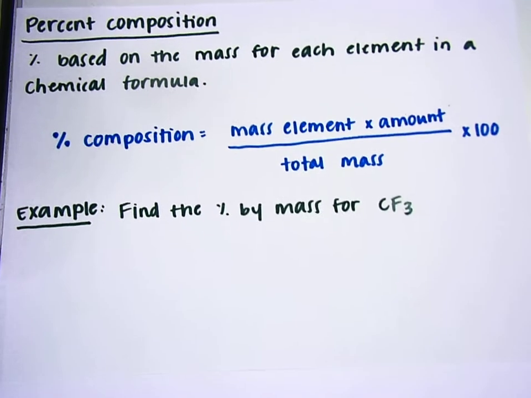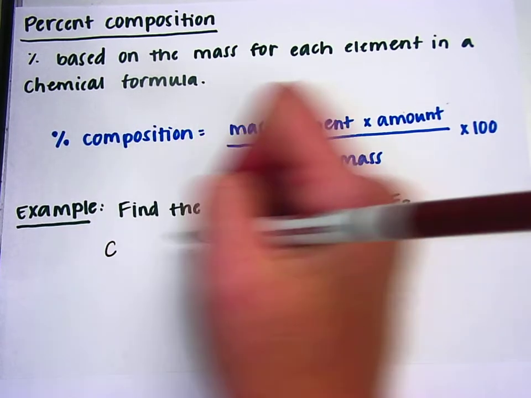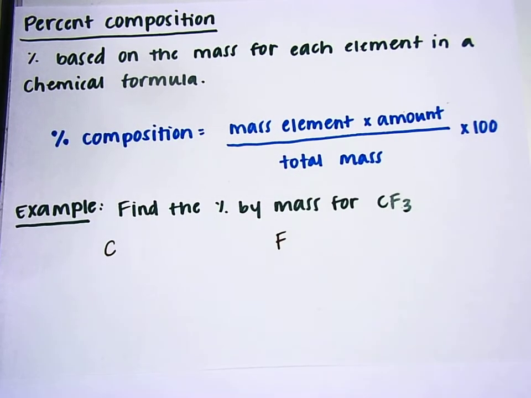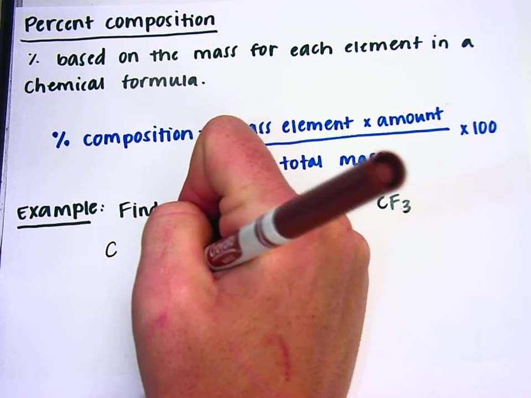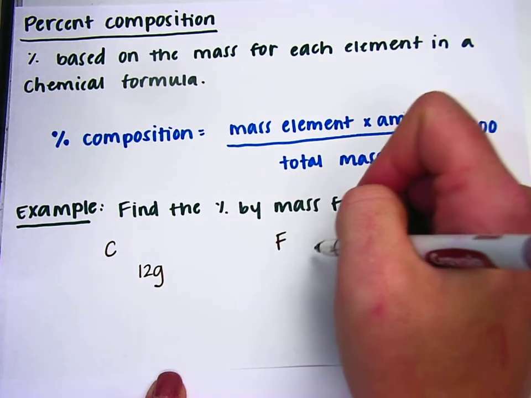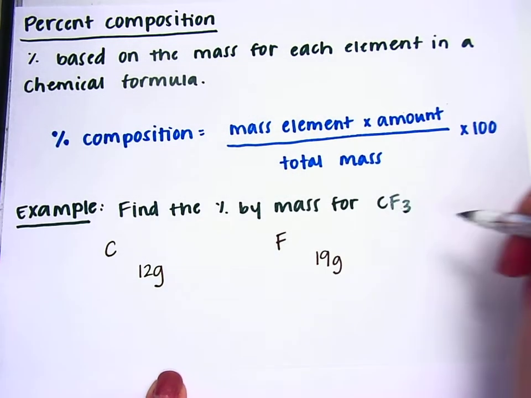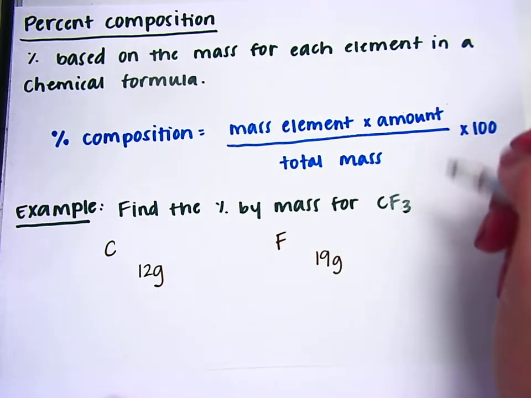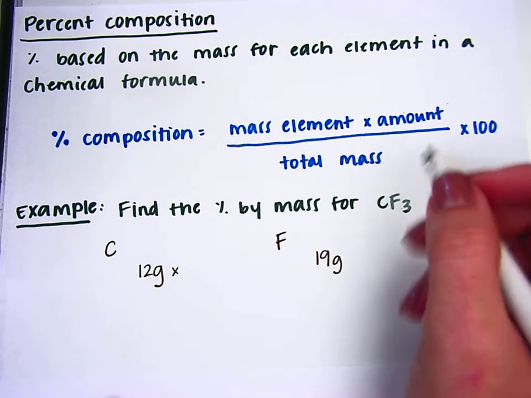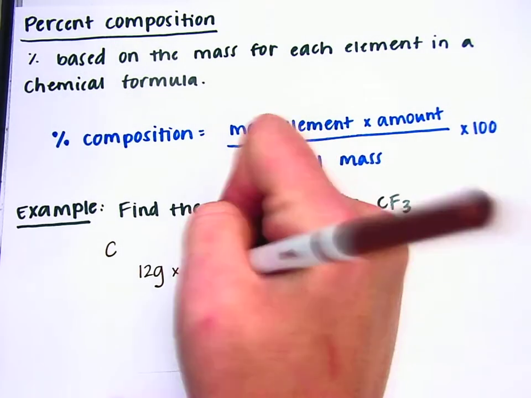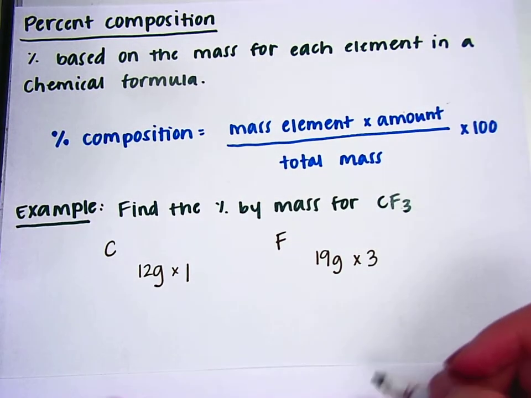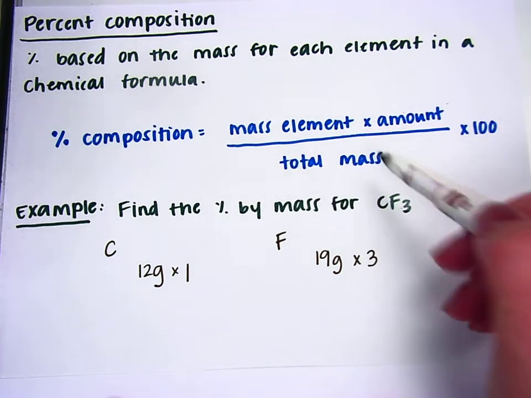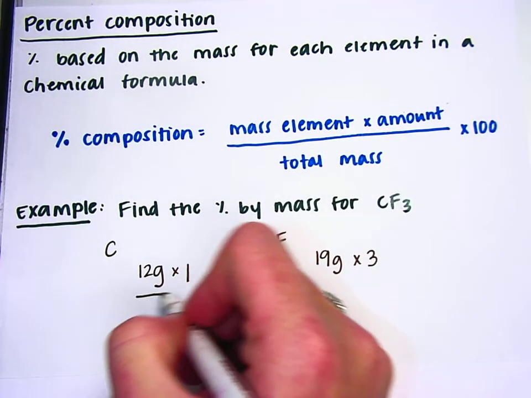So what I'll do first is I'll separate carbon and fluorine into their own groups. Then I'm going to use this formula. So the mass of carbon is 12 grams, and the mass of fluorine is 19 grams. I'm going to multiply that number times the amount. So in this formula, I have 1 carbon, and over here I have 3 fluorines. Then it tells me to divide by the total mass, or the molar mass of CF3.